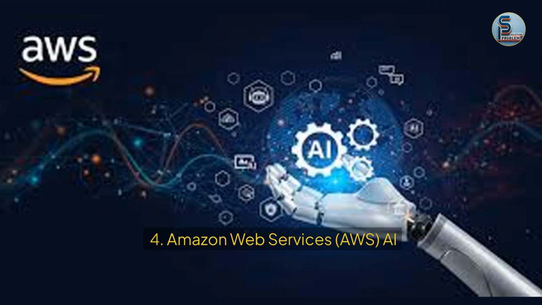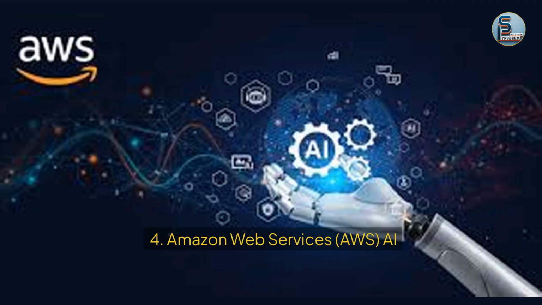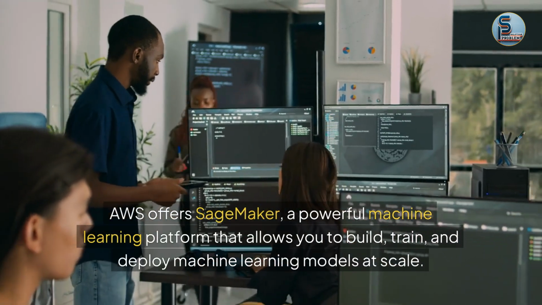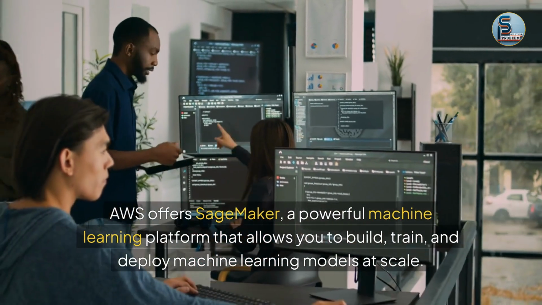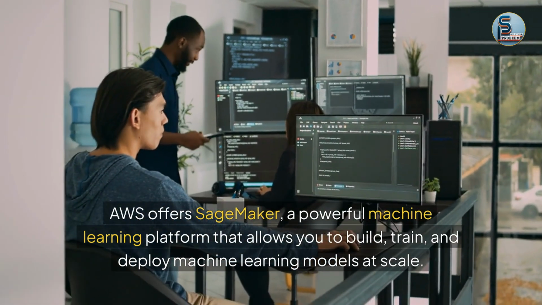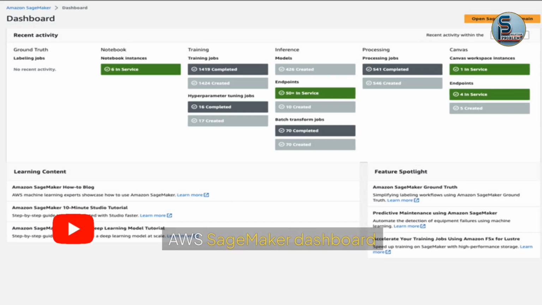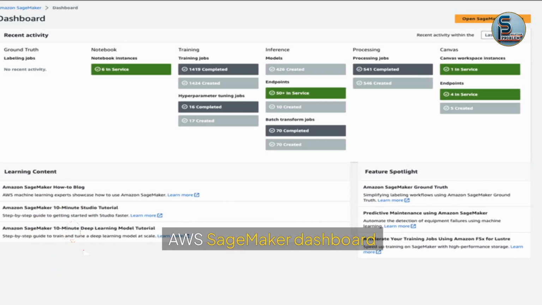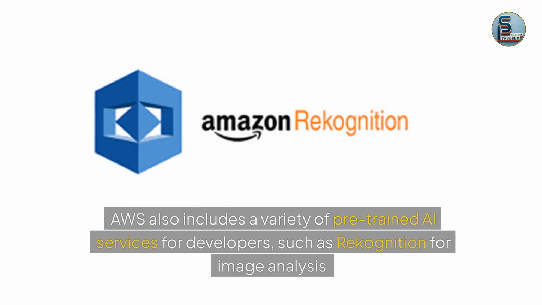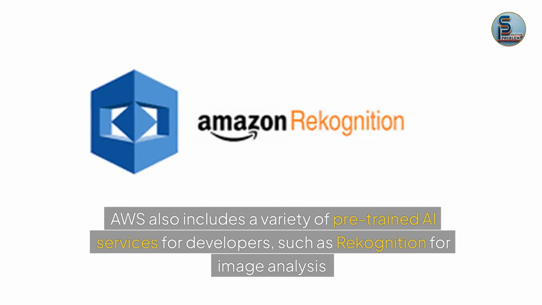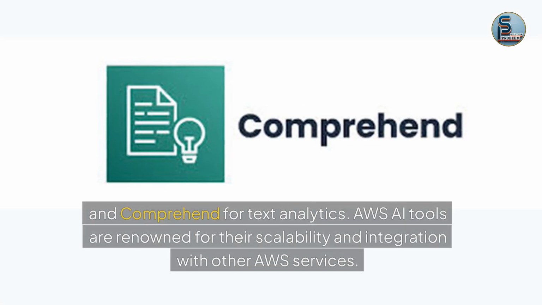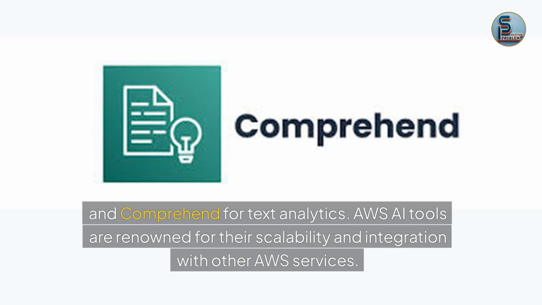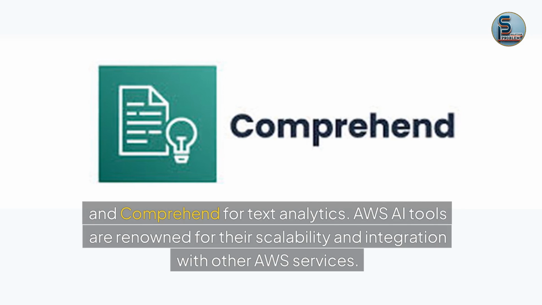4. Amazon Web Services, AWS. AWS offers SageMaker, a powerful machine learning platform that allows you to build, train, and deploy machine learning models at scale. AWS SageMaker Dashboard. AWS also includes a variety of pre-trained AI services for developers, such as Rekognition for image analysis and Comprehend for text analytics. AWS AI tools are renowned for their scalability and integration with other AWS services.